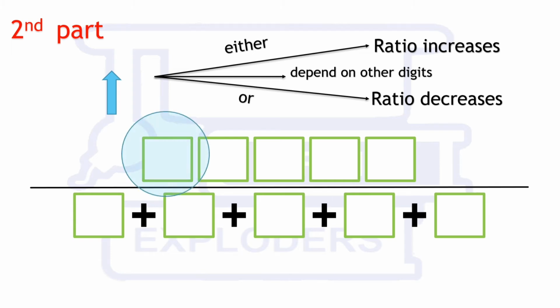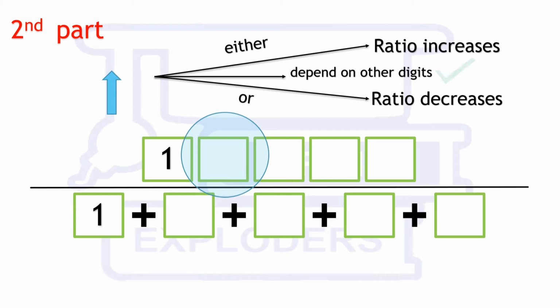Now let's do the second part. Here also we will check the first digit, whether the ratio increases or decreases, or depends on other digits. So here we get that on increasing it the ratio increases, as we have earlier calculated. Since this time we have to minimize the ratio, we will fill the minimum number here, that is, we will fill 1 here.